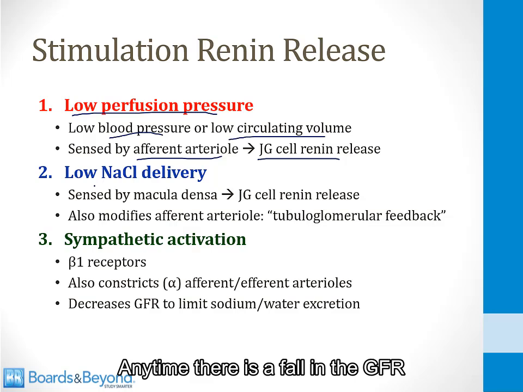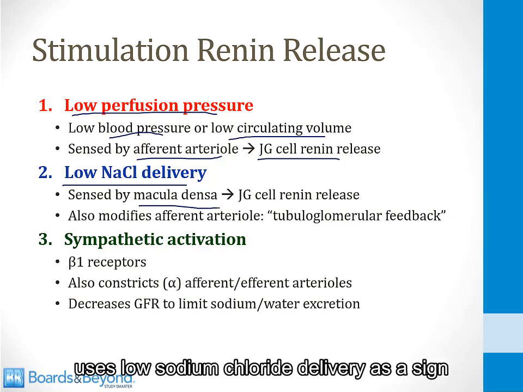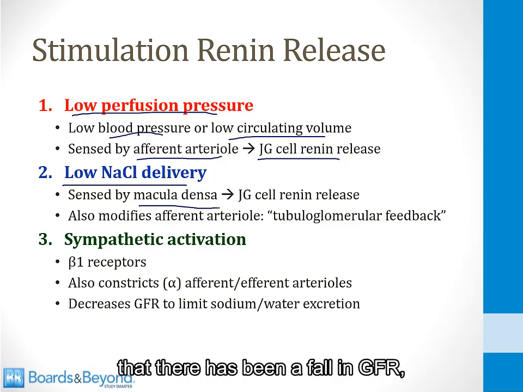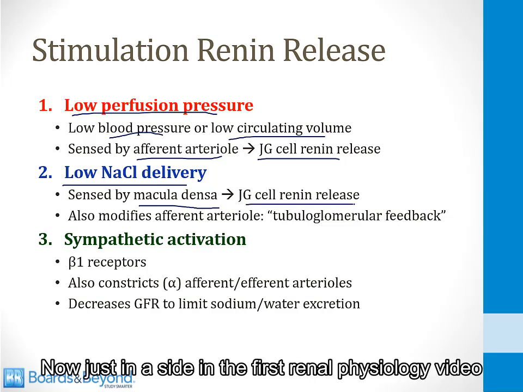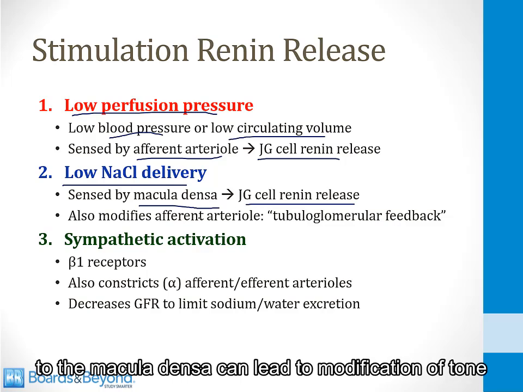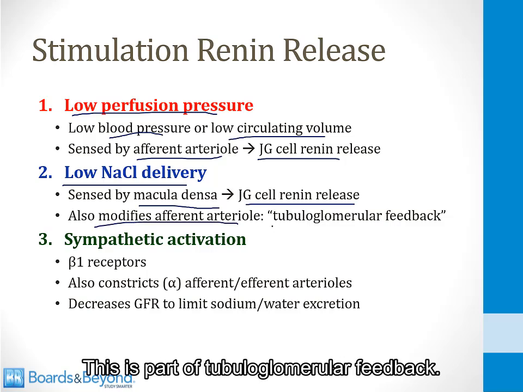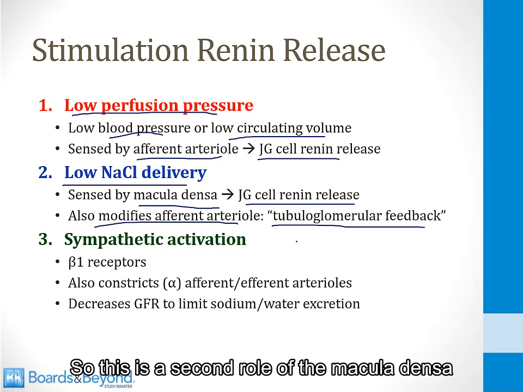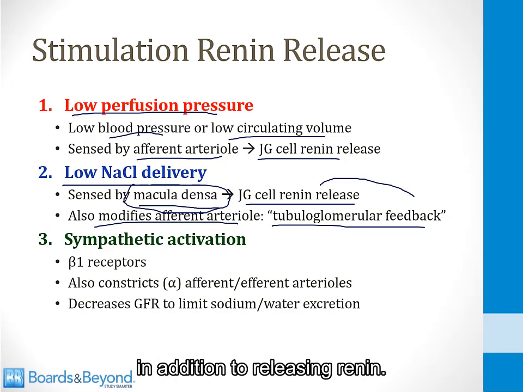Anytime there is a fall in the GFR, there will be less sodium chloride delivered to the macula densa, and therefore the macula densa uses low sodium chloride delivery as a sign that there has been a fall in GFR, and it in turn triggers JG cells to release renin. Now, just an aside, in the first renal physiology video, I talked about how low sodium chloride delivery to the macula densa can lead to modification of tone in the afferent arteriole. This is part of tubuloglomerular feedback, so this is a second role of the macula densa when it senses low sodium chloride delivery in addition to releasing renin.